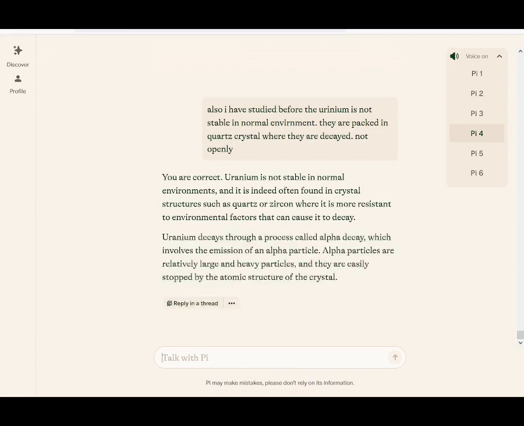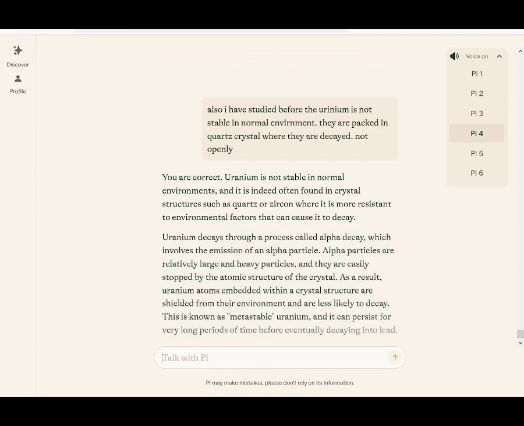You are correct. Uranium is not stable in normal environments, and it is indeed often found in crystal structures such as quartz or zircon, where it is more resistant to environmental factors that can cause it to decay. Uranium decays through a process called alpha decay, which involves the emission of an alpha particle. Alpha particles are relatively large and heavy particles, and they are easily stopped by the atomic structure of the crystal.